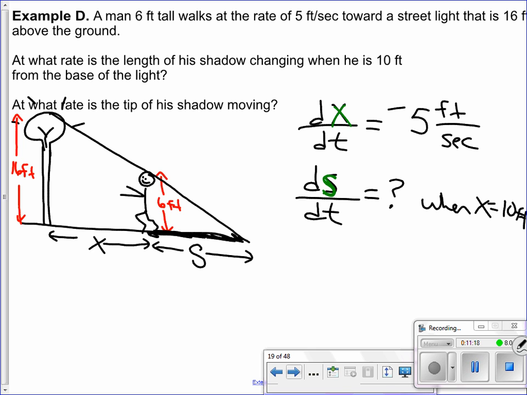Let's see. Any ideas? It's not an area or a volume formula. That wouldn't make any sense. Yeah. Is it Pythagorean? Is that what you said? Similar triangles? Because you have similar triangles?